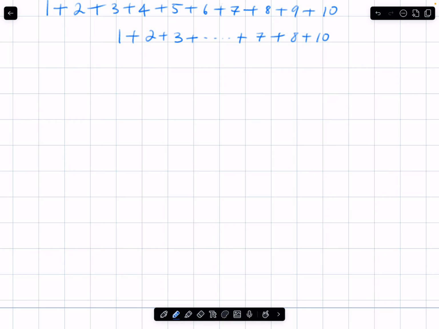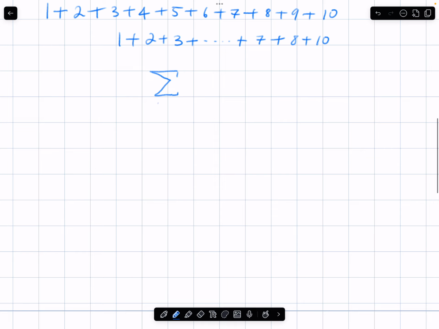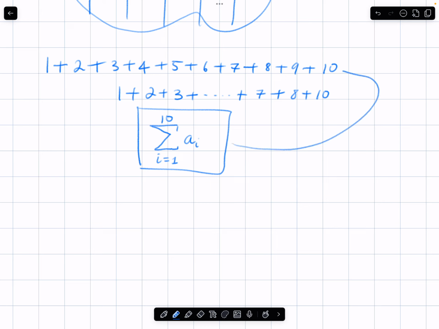You use a sigma notation, which is basically a summation. I'm not good at writing it, but usually this is how mathematicians write it. You start with an index, and say, let's start from 1 all the way to 10, and this a sub i will be the terms you're trying to add up. That would be a better way of representing it instead of writing it this way, right?